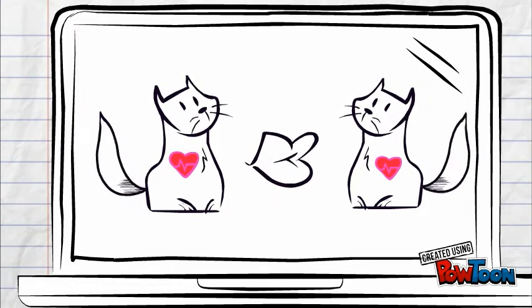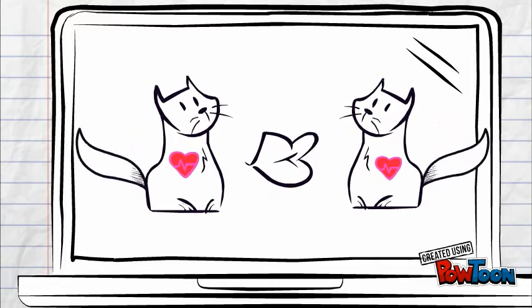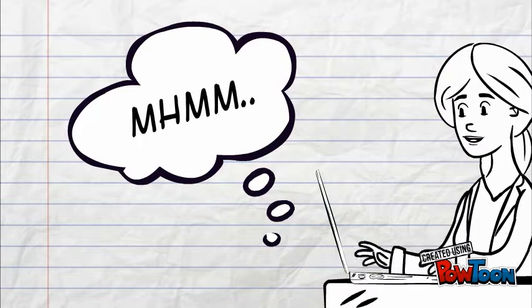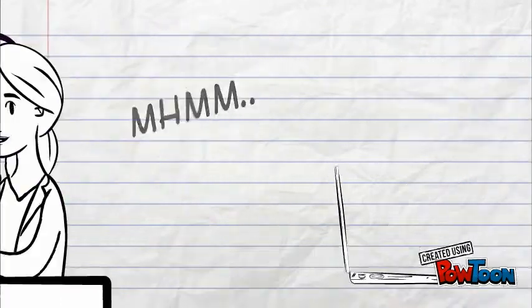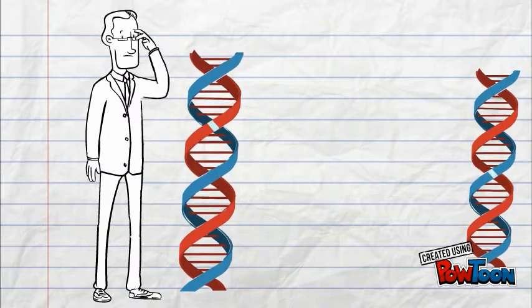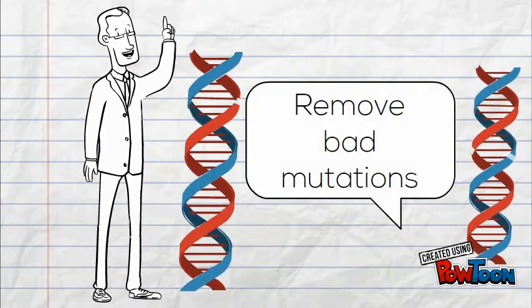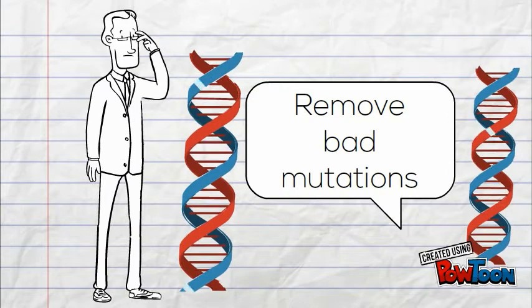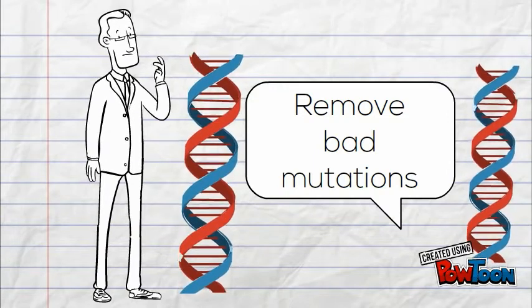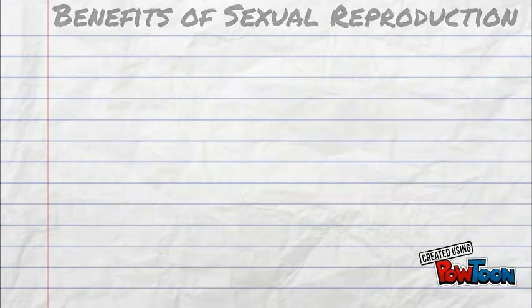Well, why is sexual reproduction needed if we have asexual reproduction? Now you may be wondering why sexual reproduction needed to exist while asexual reproduction was already taking place. Scientists have hypothesized that sex evolved in order to rid the genome of bad genes that were produced by mutations. Hence, sexual reproduction gave rise to many benefits.